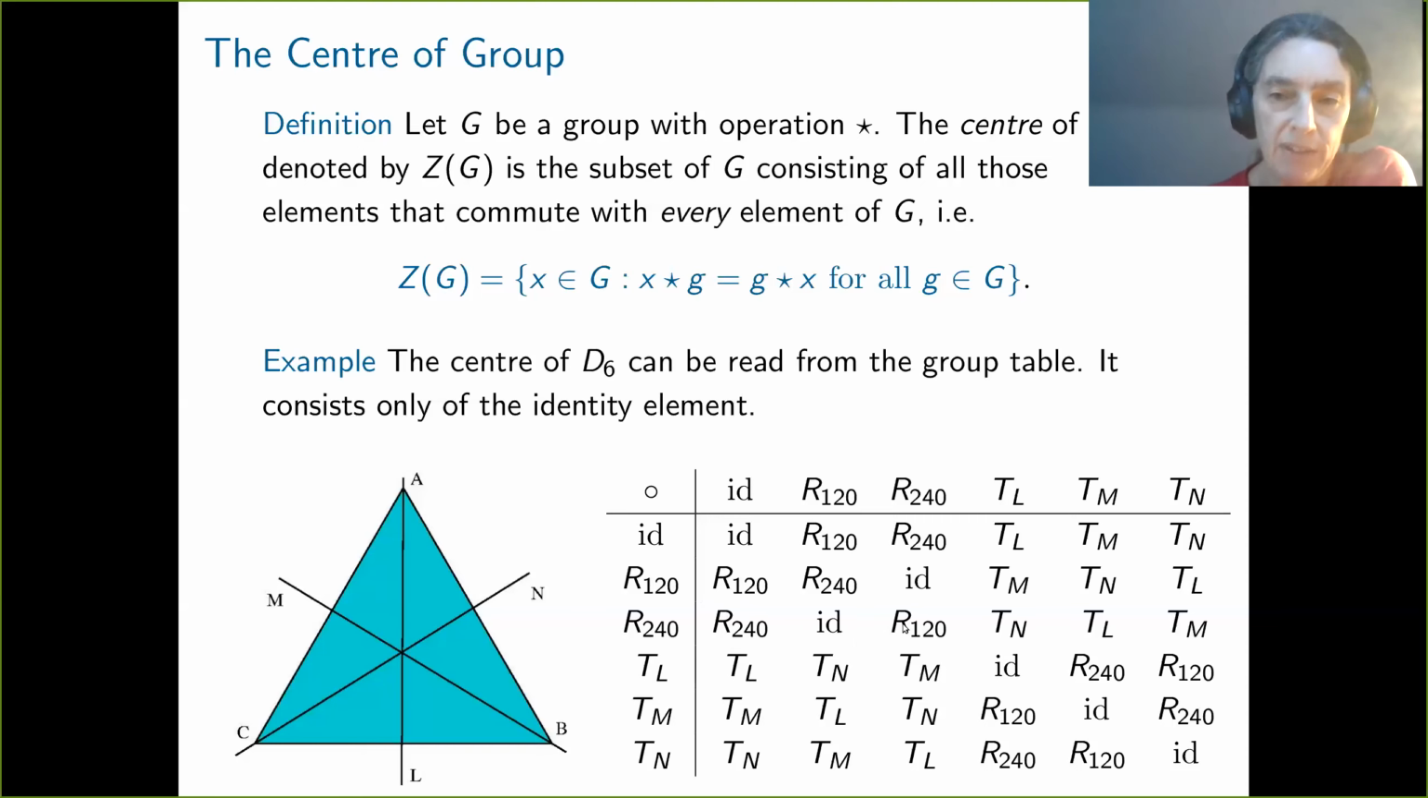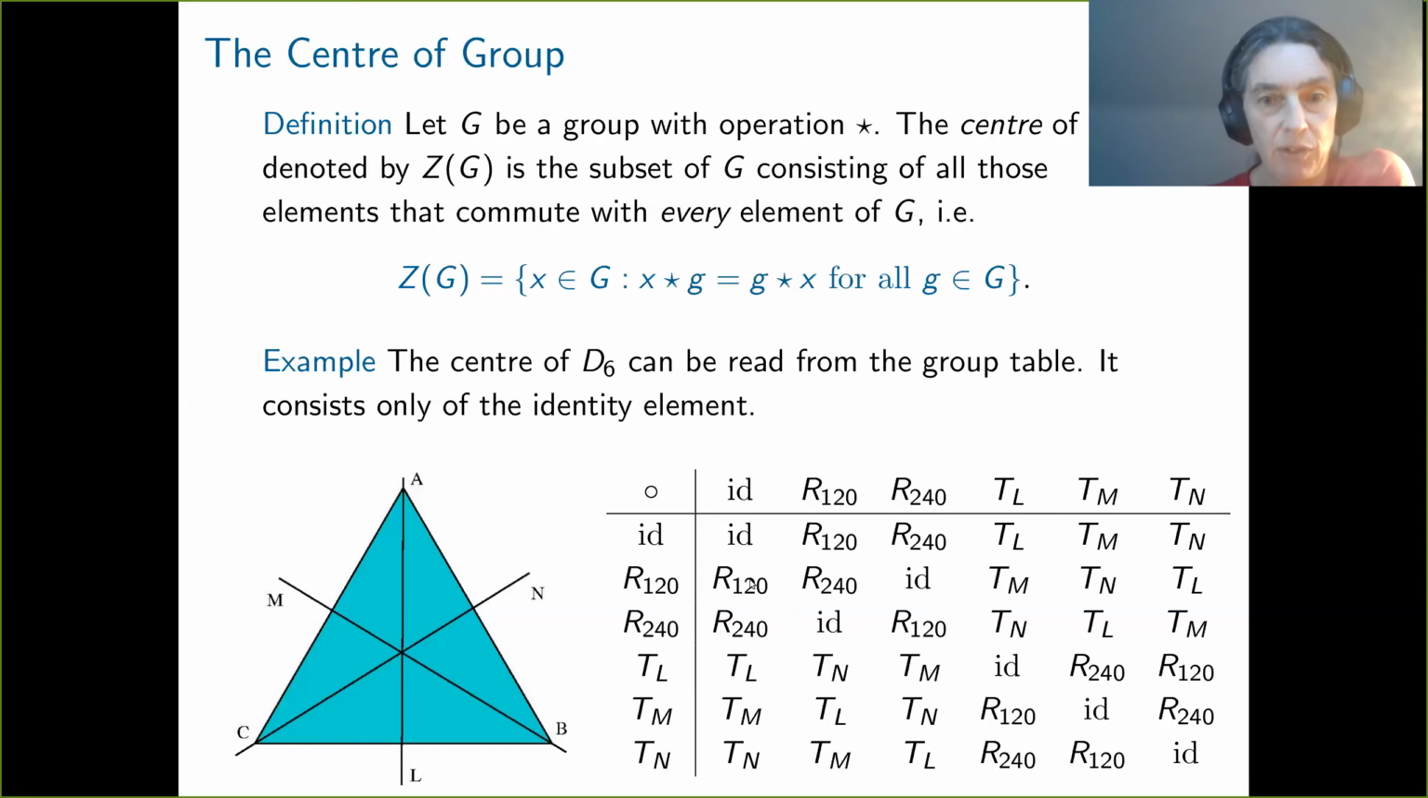The way that manifests in a group table is, for example, if we take the rotation through 120 degrees and the reflection in the line L, we can see that rotation through 120 after reflecting in the line L is the reflection in M. But if we compose the same two elements in the opposite order, then we've got TL after the rotation through 120, and that's this TN. So we can observe that the TN here is not the same as the TM there, although both represent, according to their positions in the group table, the compositions of the same two elements in opposite orders.